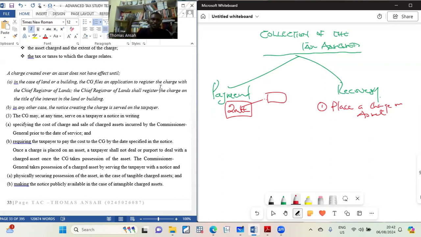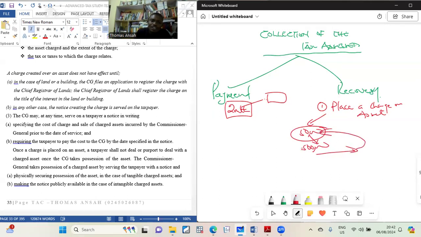Commissioner General will have an interest on your land. So that is what will happen. Once he does that, he will serve you a notice that he has placed a charge on your asset, which means that, let's say the tax liability that you have is 50,000 and you have a land which is worth 500,000. When he places a charge, it means he owns 50,000. So anytime that land is sold, 50,000 must come to the Commissioner General.